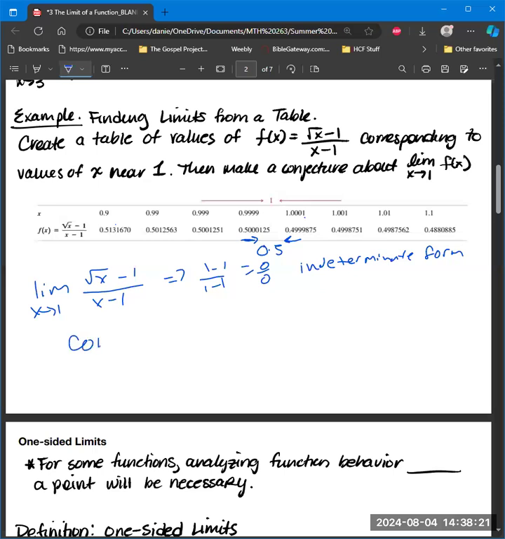So our conjecture right now from the table, since we're not doing anything algebraically, is that the limit as x approaches 1 of the square root of x minus 1 over x minus 1 is equal to 1/2. So for some functions, analyzing function behavior around a point will be necessary.